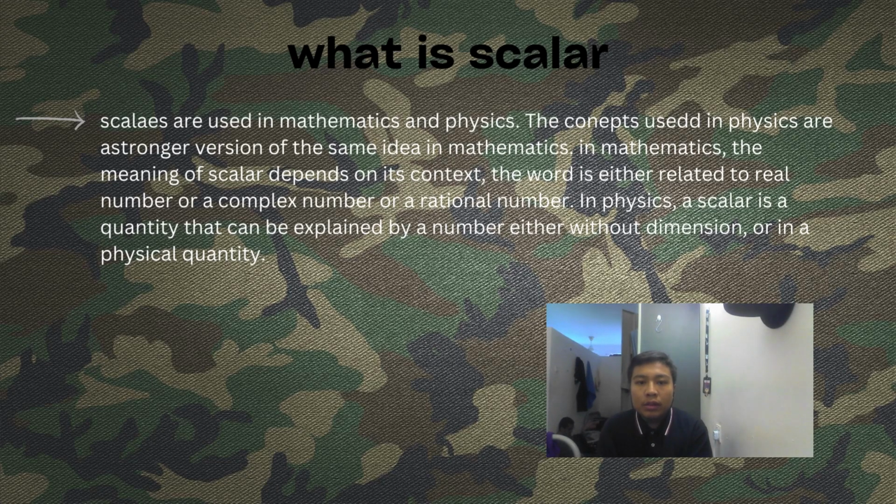What is a scalar? Scalars are used in mathematics and physics. The concept used in physics is a stronger version of the same idea in mathematics. In mathematics, the meaning of scalar depends on its context. The word is related to a real number, a complex number, or a rational number. In physics, a scalar is a quantity that can be explained by a number, either without dimension or as a physical quantity.